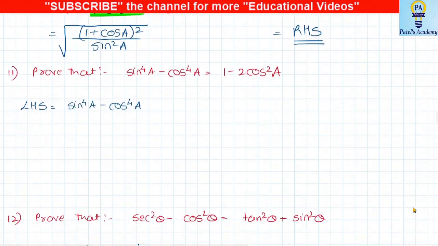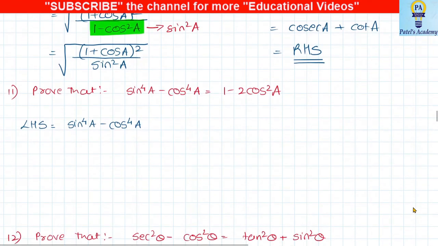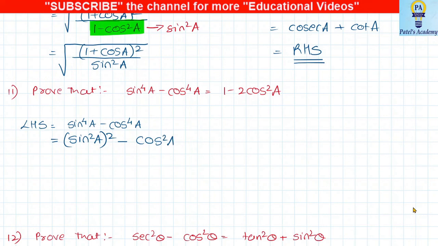Okay, let's have the next one, the 11th sum. Okay, so this sum is easy. Now we have sine raised to 4A minus cos raised to 4A. So can I write sine raised to 4A as sine square square minus cos raised to 4A will be cos square square. Okay, now this is a square minus b square. So what is a square minus b square? A plus b. Okay, so that is what I wrote in the first bracket, a plus b, second bracket a minus b.